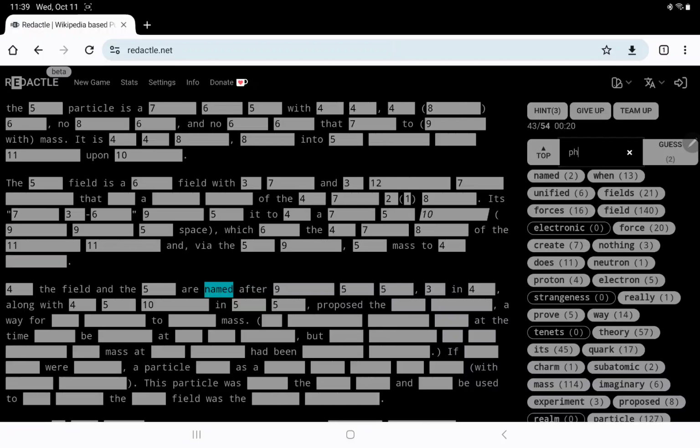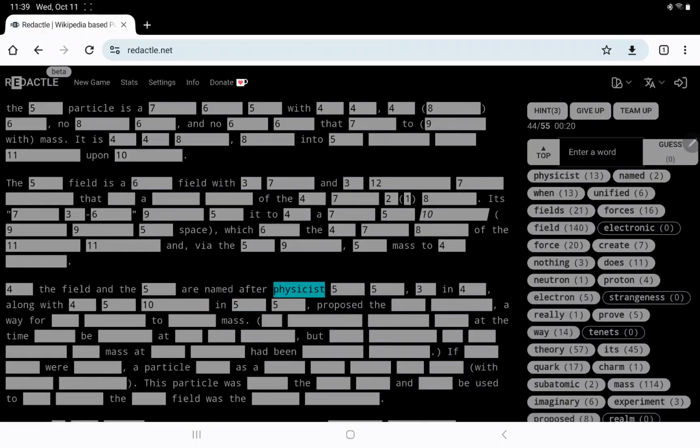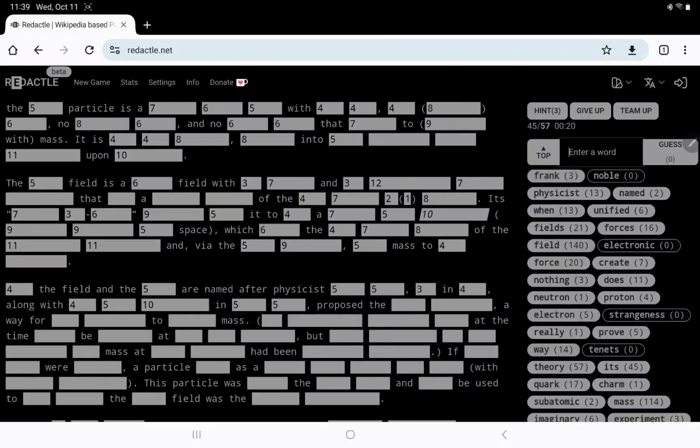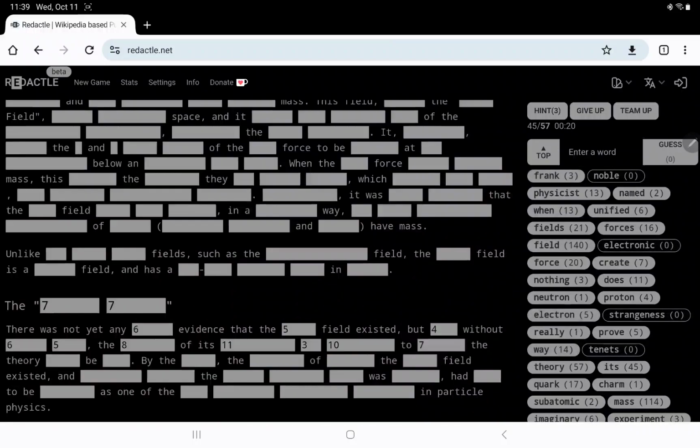Nine, five, five, and they're named after a physicist. Yes, after a physicist, it's not Nobel. He was Alfred, right? And he wasn't a physicist anyway. Who's a physicist, five letters, five? Fred Hoyle. Is there a Frank? We do have three Franks.